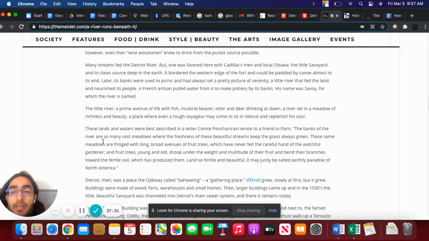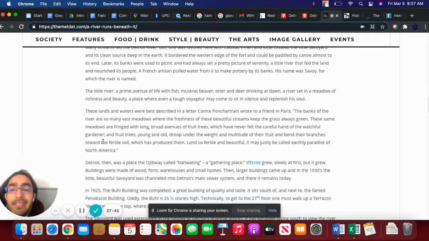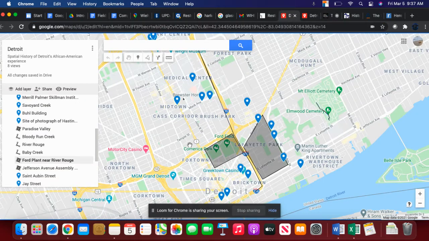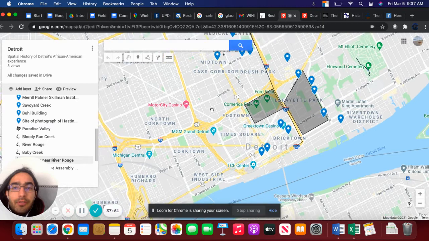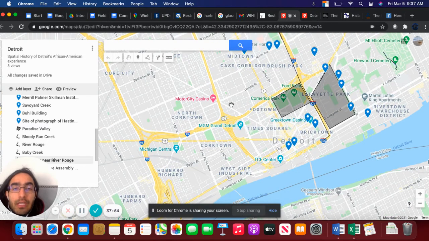And Detroit then was a place the Ojibwe called Bawating, a gathering place. Detroit grew slowly at first, but it grew, right? So it goes on and talks about how the River Savoyard presently is channeled into Detroit's main sewer system. So if you were wondering where exactly the River Savoyard is, well, you can't really find it today because it's been buried underneath the city of Detroit, the way we know it today.